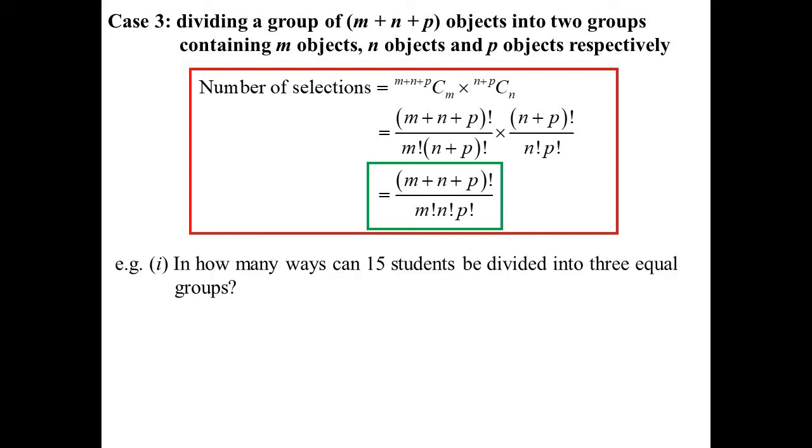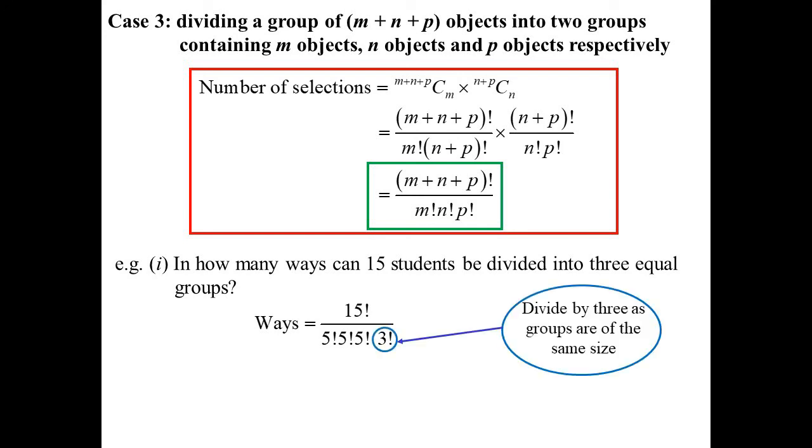So 15 students are going to be divided into 3 equal groups. It will end up being 15 factorial on 5 factorial, 5 factorial, 5 factorial, 3 factorial. We're also dividing by 3 factorial because the 3 groups are the same size. So the number of ways I could arrange the 3 groups. What's that turn out to be? Oh, look at that nice number. 126, 126.